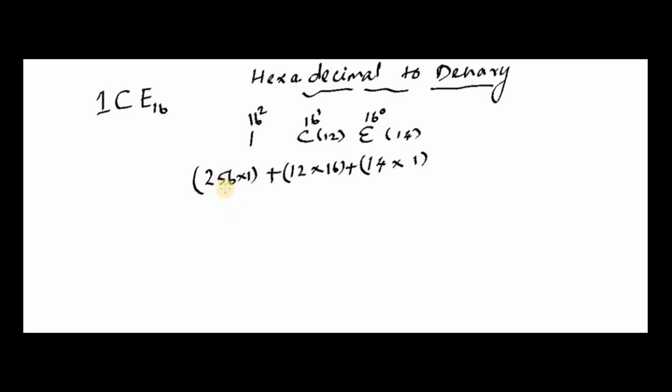So 256 times 1, it is 256, plus 12 times 16, it is 192. Okay, plus 14 equals, you will be getting the final answer, that is 462 base 10. This is your final answer.